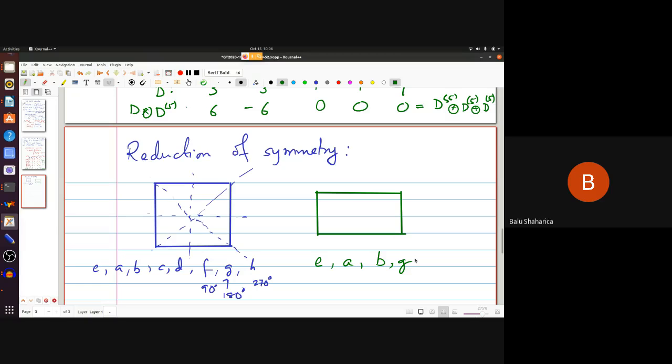The E will be 1. G will be 1. AB will be 2. Are you sure? Why do you say AB should be 1? Why are you saying that? Just explain your reasoning to me.